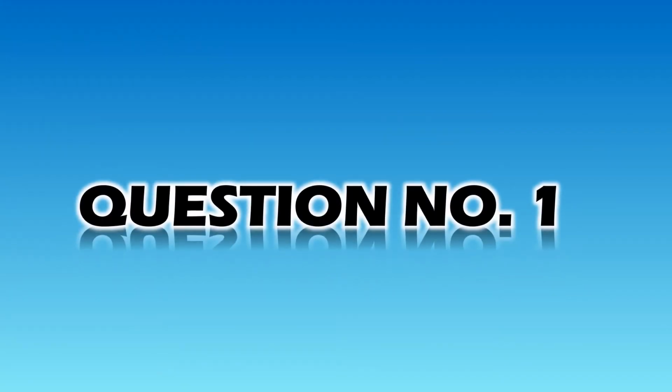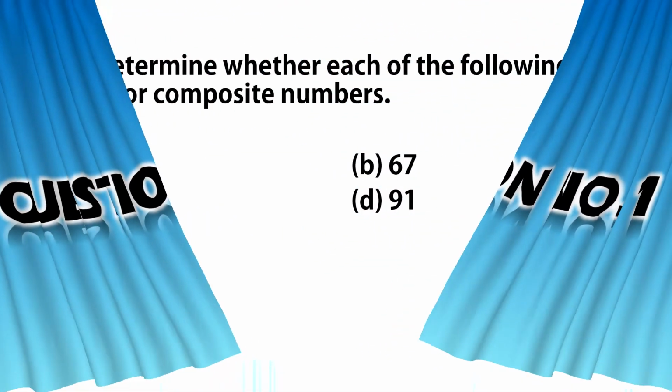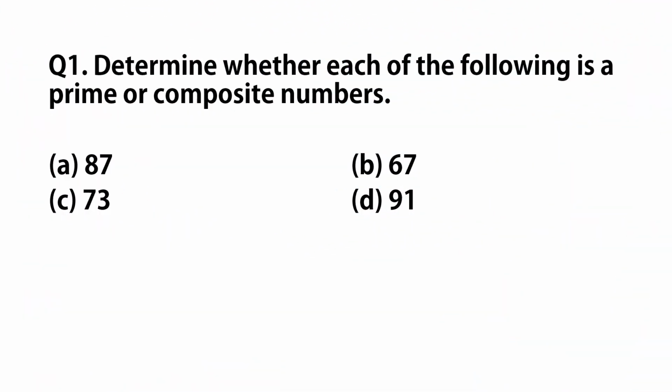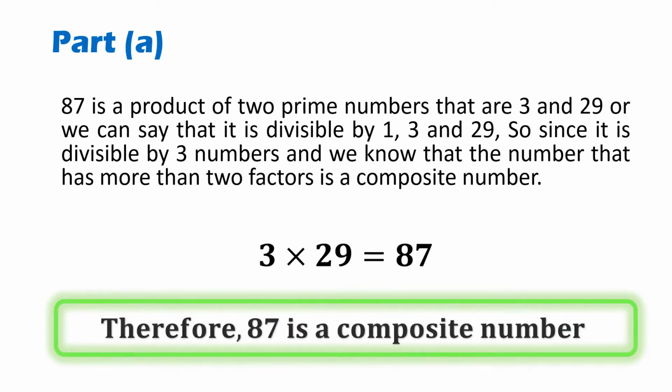Now come to question number 1. Determine whether each of the following is a prime or composite number. Part A, 87 is a product of two prime numbers, 3 and 29, or we can say that it is divisible by 1, 3, and 29. Since it is divisible by 3 numbers, and we know that a number that has more than 2 factors is a composite number, therefore 87 is a composite number.